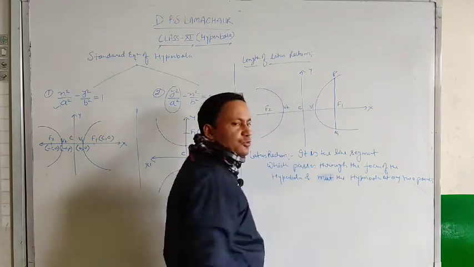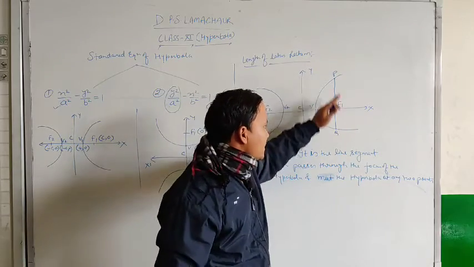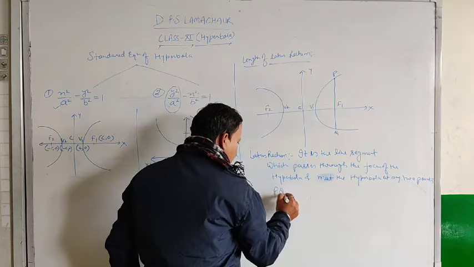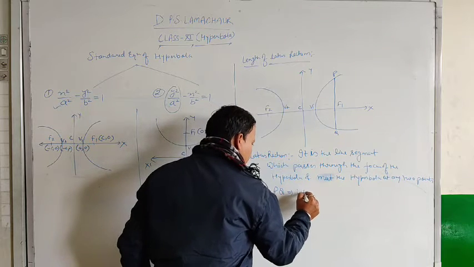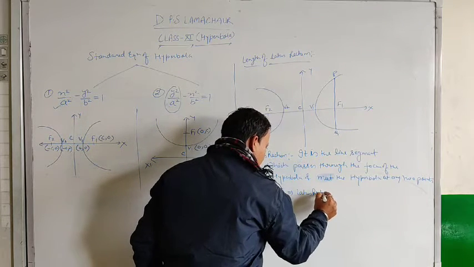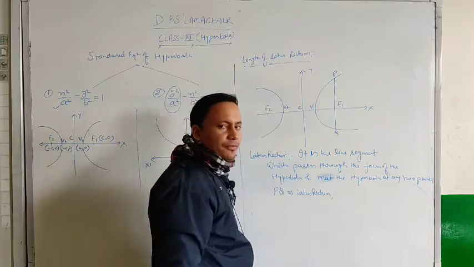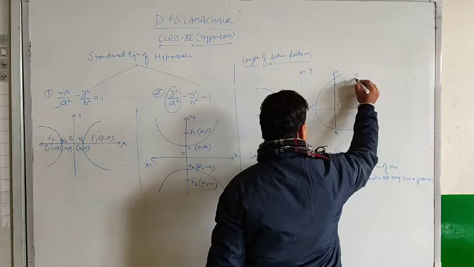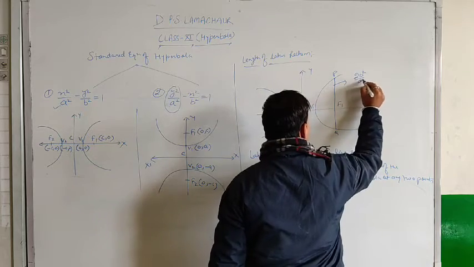Meet the hyperbola at any 2 points means they come and meet at any 2 points on the surface of the hyperbola. So in this case, what is PQ? PQ is latus rectum. And if you want to find the length of latus rectum, let me inform you, the length of latus rectum here is also 2b square upon a.